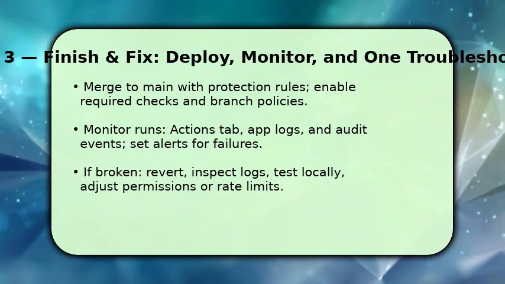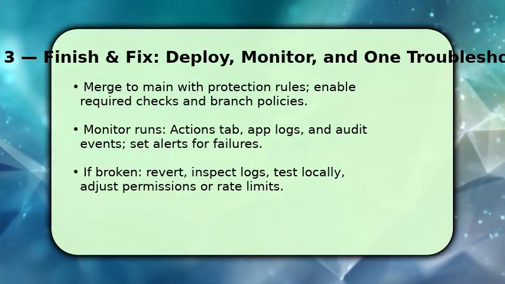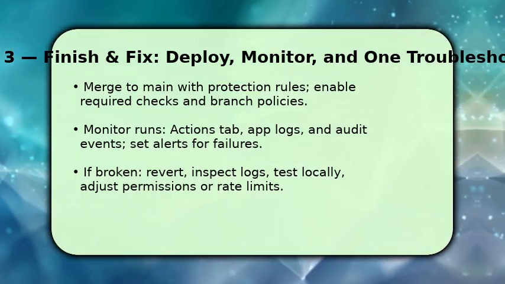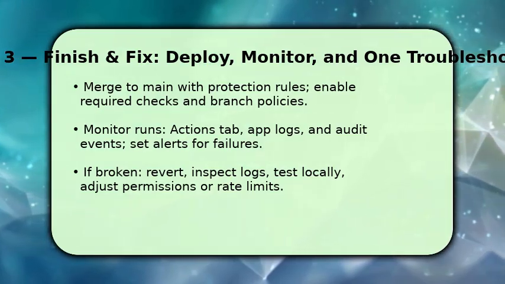Finish by deploying and setting safeguards. Merge your tested changes into main with branch protection enabled so required checks run. Then monitor the bot via the Actions tab, App Logs, and Audit Events. Set alerts for failures to stay informed.